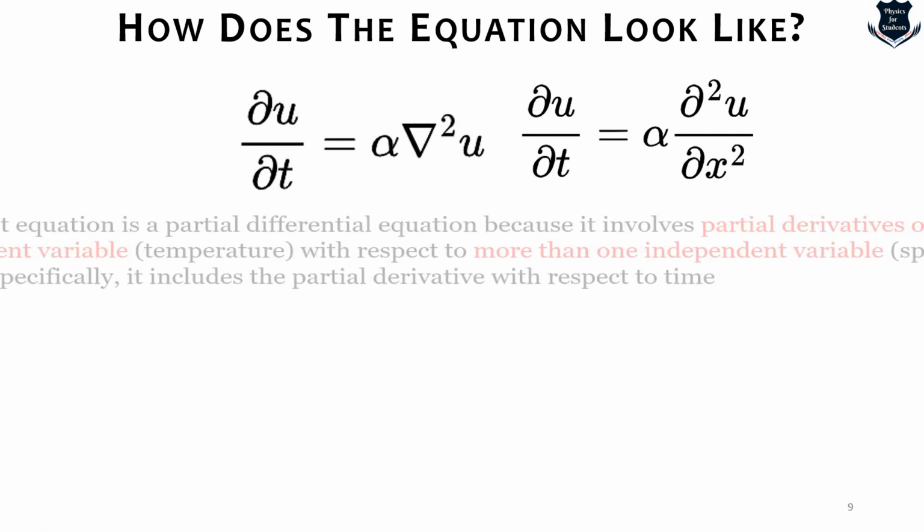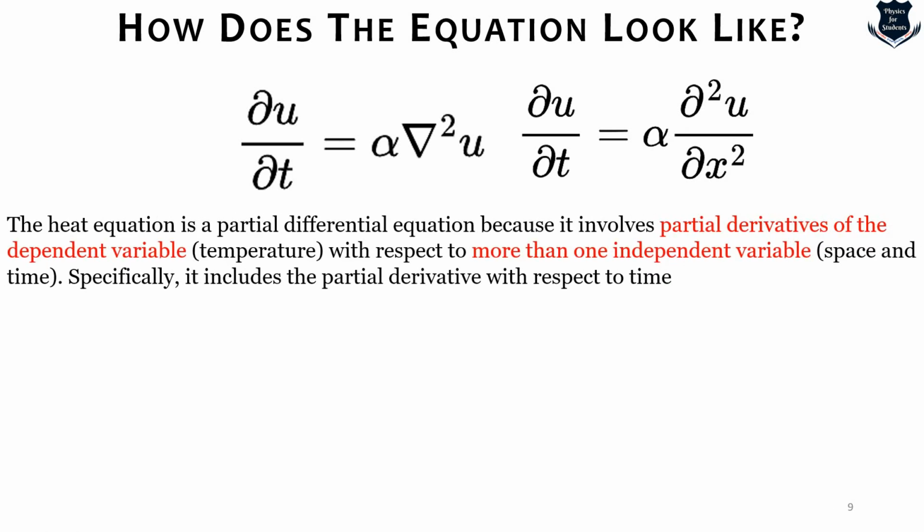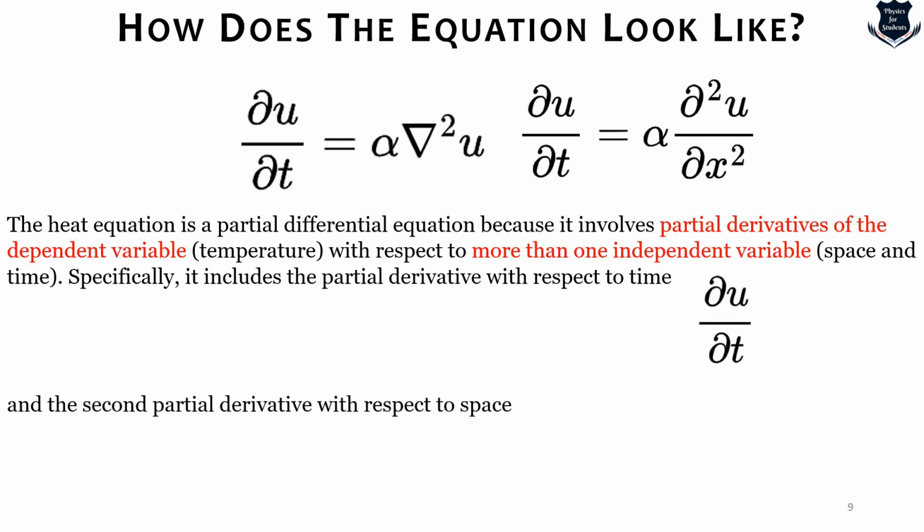Okay, before we go ahead, here's a quick summary. The heat equation is a partial differential equation because it involves partial derivatives of the dependent variable with respect to more than one independent variable, which is del u by del t, and the second partial derivative with respect to space is del squared u by del x squared, which is also written as a Laplacian.